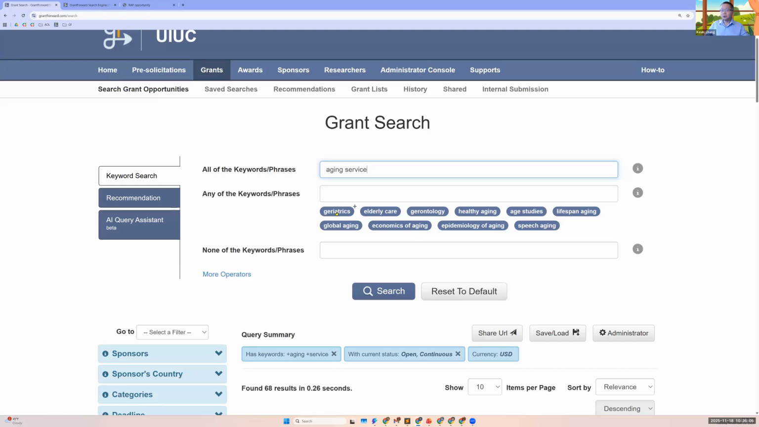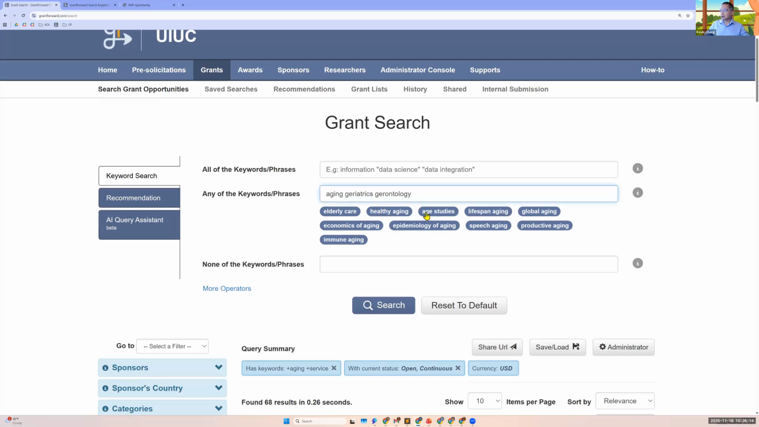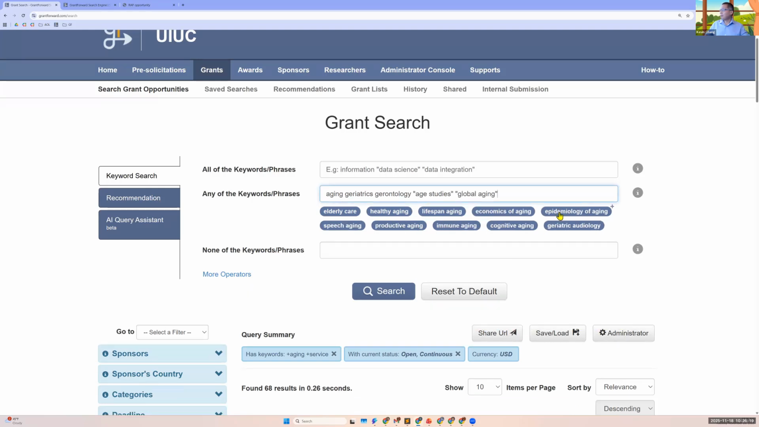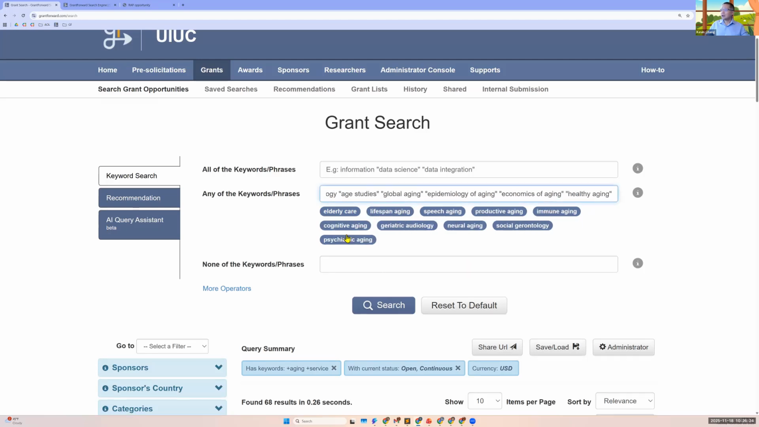In fact, I just learned a new keyword, geriatrics. This came into my vocabulary just today. So GrantForward will add the keyword: geriatrics, gerontology, age studies, global aging, epidemiology of aging, economics of aging, healthy aging, cognitive aging, elderly care. All these are possible relevant keywords because GrantForward has read a lot of grants. Knowing these are mentioned, clicking on every one of these will increase the matching.